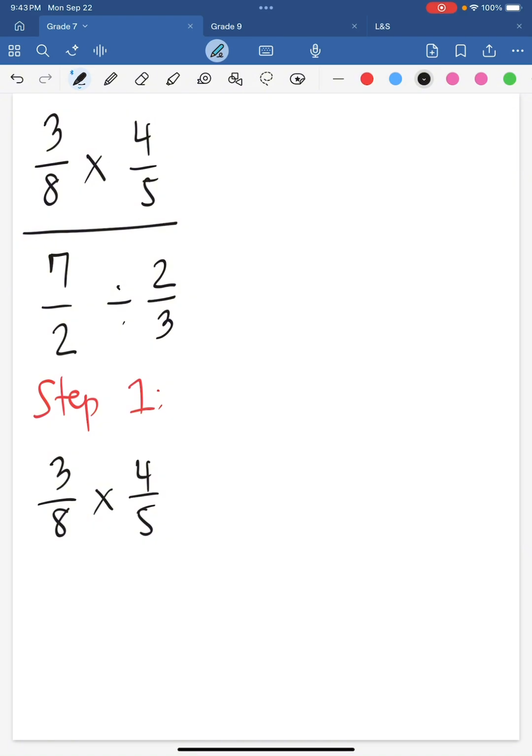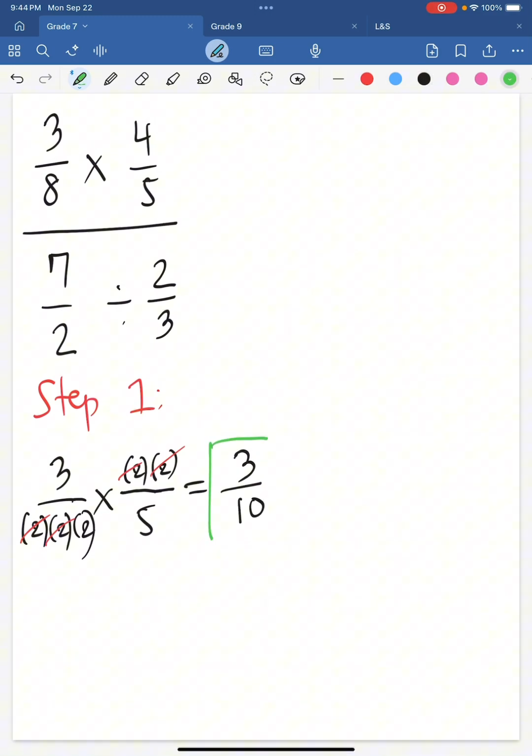So based here, we could see that 8 and 4 have something in common. So we could break 8 and 4 using prime factorization. So for 4, we could have 2 and 2. For 8, we could have three 2's. So we have 2, 2, and 2. And we may now cancel 2, 2, 2, and 2. So based on this, we are left with 3, and 2 times 5 is 10. So this is the result for our first step.